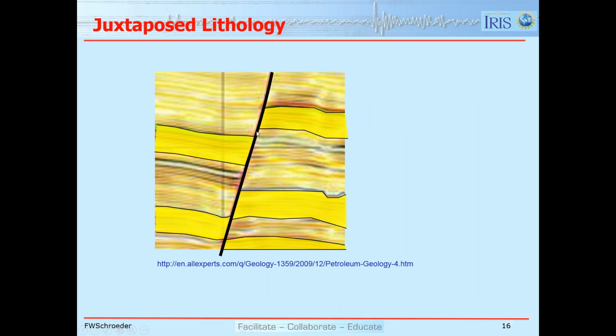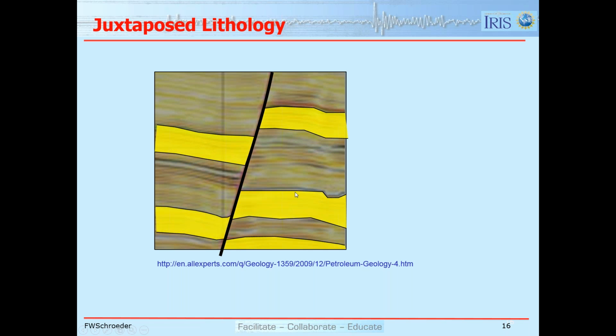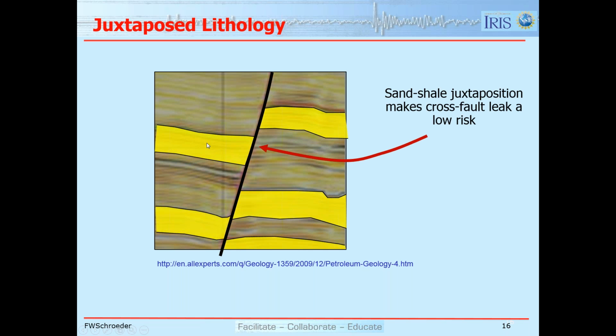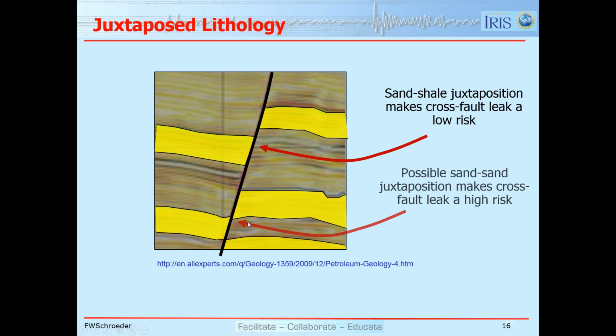Here's a piece of seismic, and I've colored in yellow where the interpreted sands are, and we'll put a little shading on that. And so here we have sand that's juxtaposed against a shale, and so that would be considered to have a lower chance of cross-fault leak. Down here we have some sand juxtaposed against some sand at the very top of this sand, the very base of this sand, and so that has a higher chance that we could have some cross-fault leakage.